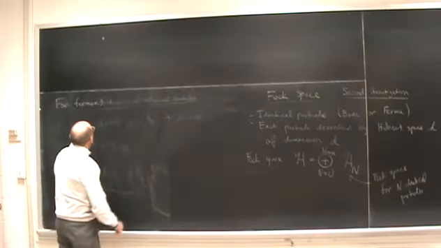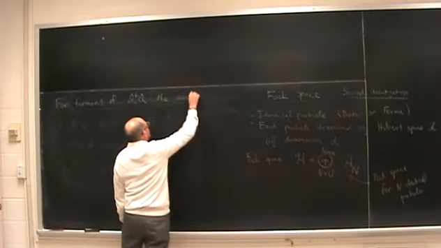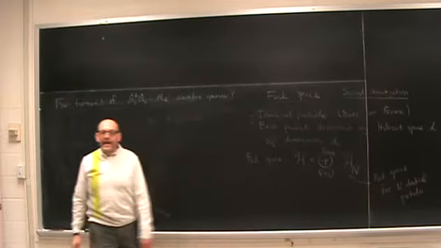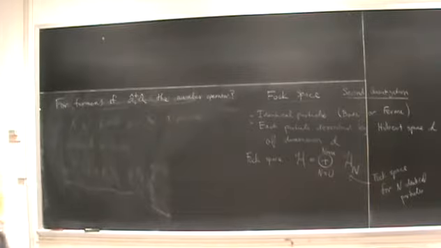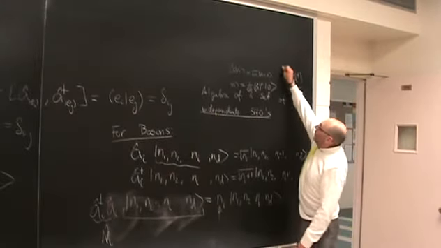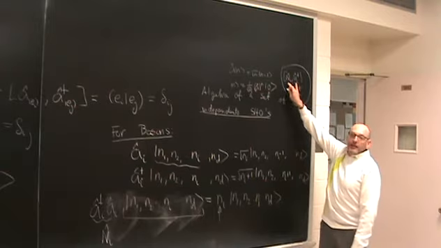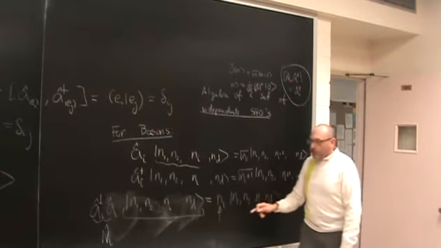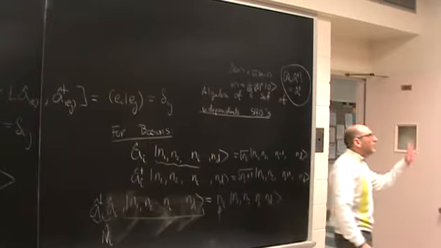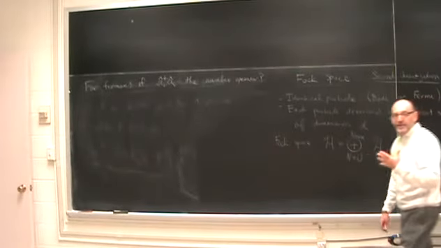For fermions, is this the number operator? Does it count the number of fermions? The reason this is a question is because in the context of the bosons, this follows directly from this. The commutation relations of n with a dagger showed us, when we studied the simple harmonic oscillator, that this was an eigenvector of the number operator with eigenvalue n. But we don't know that for fermions because we don't know what the commutation relations are. They're not specified. The anticommutation relations are.